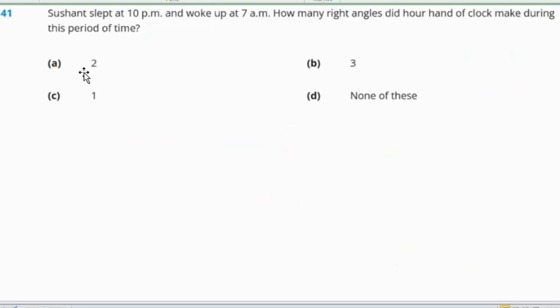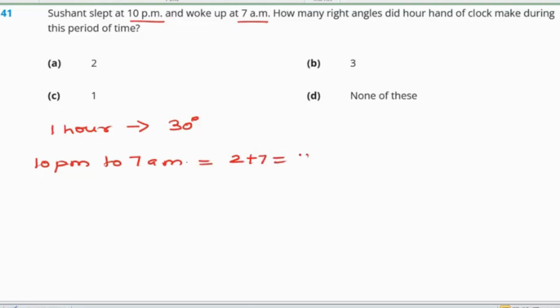Okay, now let's talk about question number 41. Question number 41 is saying that Sushant slept at 10 p.m. and woke up at 7 a.m. So how many right angles did the hour hand of a clock make during this period? As we all know, in 1 hour, the hand makes an angle of 30 degrees. From 10 p.m. to 7 a.m., what is the time duration? From 10 to 12, 2 hours are there, and from 12 to 7, 7 hours are there. So 2 plus 7 is 9 hours.